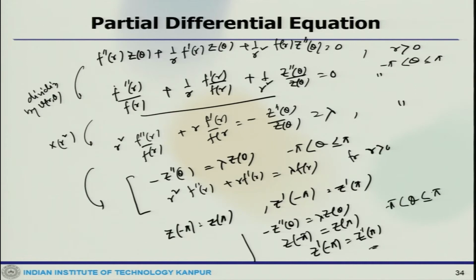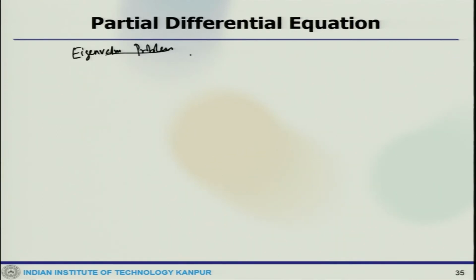So, now the values of lambda for which this 2-point boundary value problem has non-trivial solutions are called the eigenvalues, and the corresponding functions would be eigenfunctions.